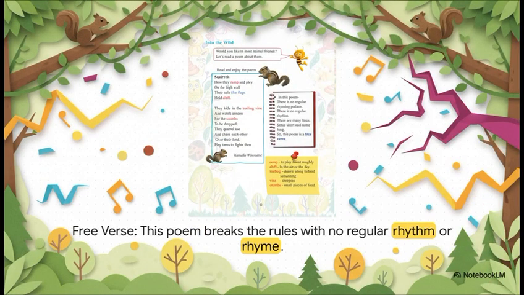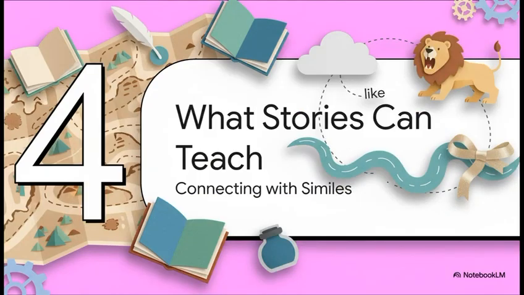And then, just to show the full range of what's possible, the textbook introduces free verse. Here, in this poem about squirrels, there's no regular rhyming pattern, no steady rhythm. It's about breaking the very rules we just learned, which shows that poetry is also about total, absolute freedom of expression.